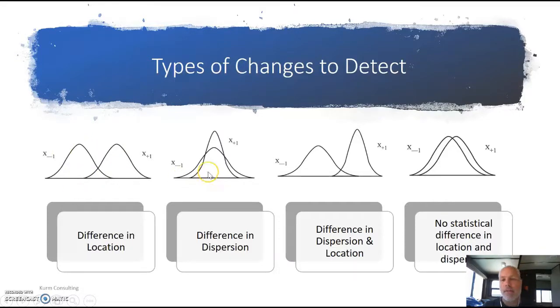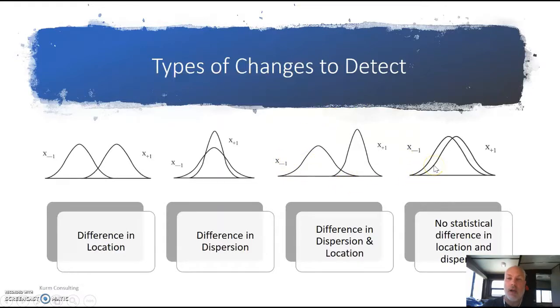If there's a difference in dispersion, which I showed you in the control charts as well, then your variability changes, and you can see that one of your curves is much narrower than the other one. Okay, you might get a difference of both dispersion and location based on the improvements you made, and then it could look something like that.